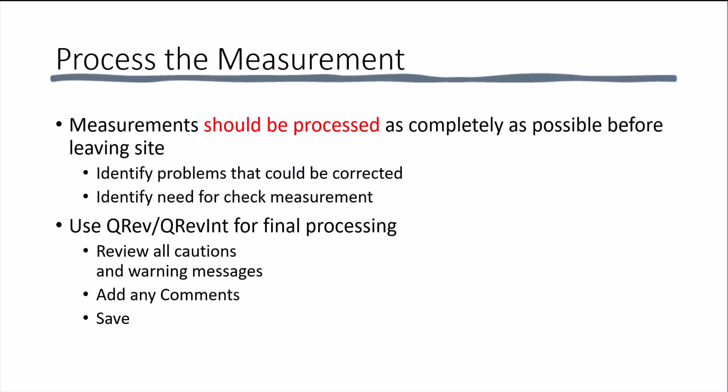It is recommended that QRev or QRevInt be used for on-site processing. QRevInt automates most of the quality checking and provides caution and warning messages. When you review the messages, it is good practice to include comments regarding the messages. Finally, save the measurement.